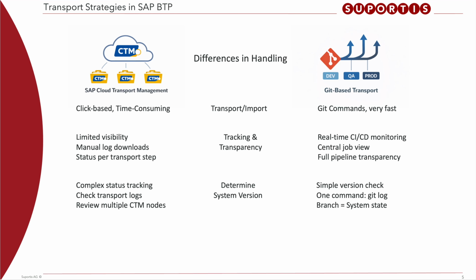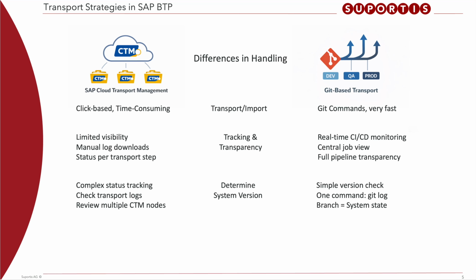Another important difference is determining the current system state. On the left side with CTM, this can be complicated. We have to check transport logs across different CTM nodes. We need to analyze which transport was imported into which system. It is possible but very complicated.